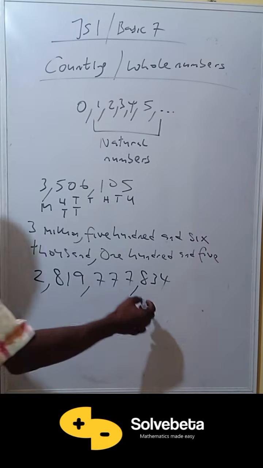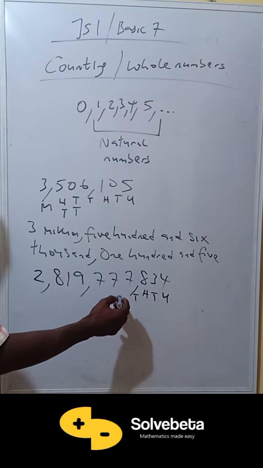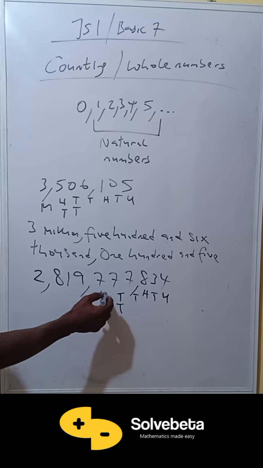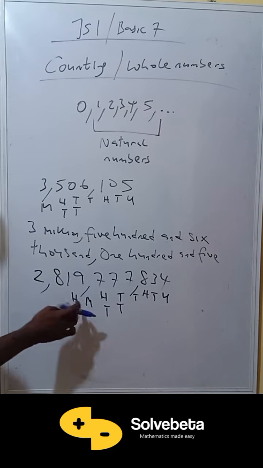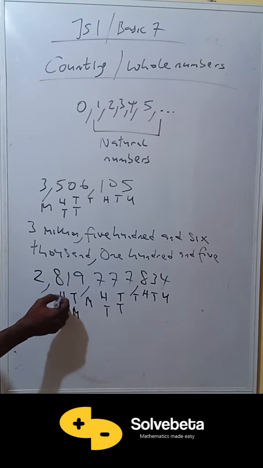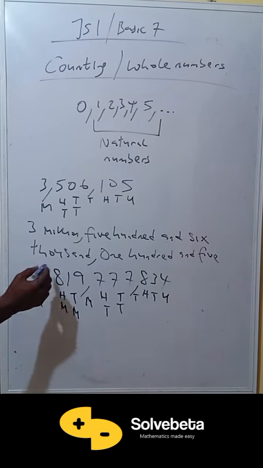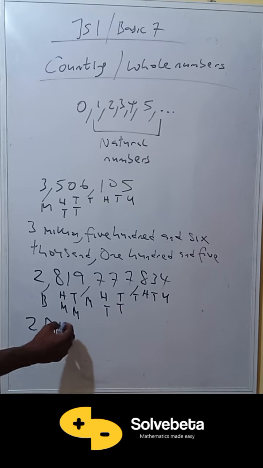If you write this: units, tens, hundreds, 1,000, 10,000, 100,000, million, 10 million, 100 million. Then you have billion. Sorry, I called this 1,000 by mistake. This should be 2 billion.